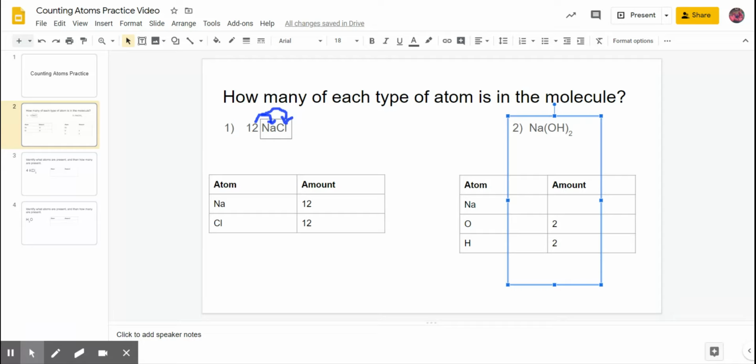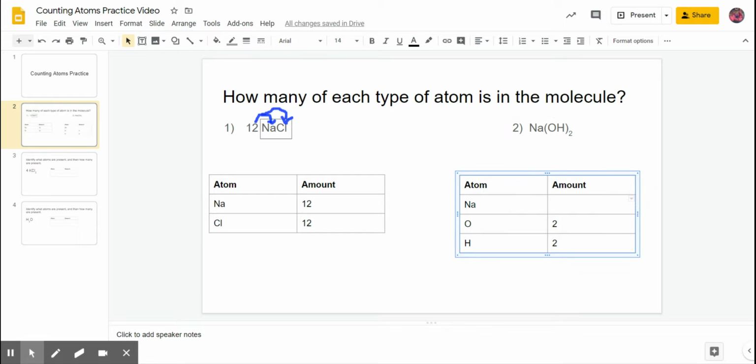Then for sodium, I'm not going to multiply by 2. This 2 does not care about the sodium, because the sodium is outside of those parentheses. So the sodium has no coefficient, no number before it, no subscript, no number after it. So that doesn't mean there's 0 sodium, it just means there's only 1. Alright? Think about it like in algebra. You don't write like 1x plus 2 equals 5, right? You would just write x plus 2 equals 5.